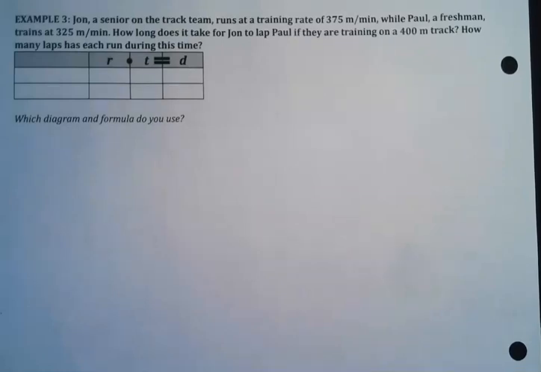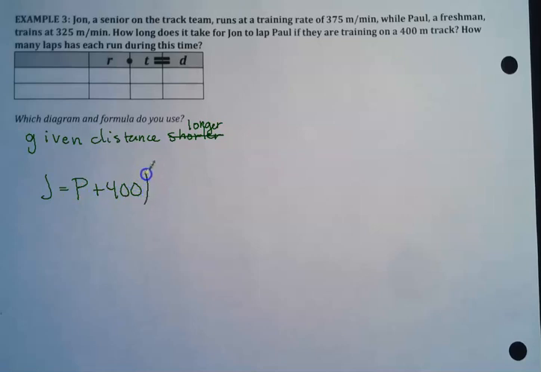So yesterday when we talked about this, which formula do we use? Okay, so the given distance we have is shorter. In this case it's actually longer, isn't it? So the given distance is longer. Either way, it's the same idea. So what equation did we end up with yesterday? John's distance equals Paul's distance plus 400. Okay, very nice.